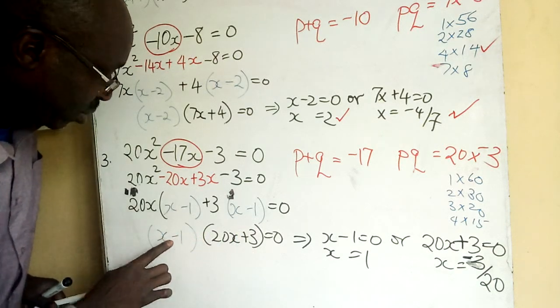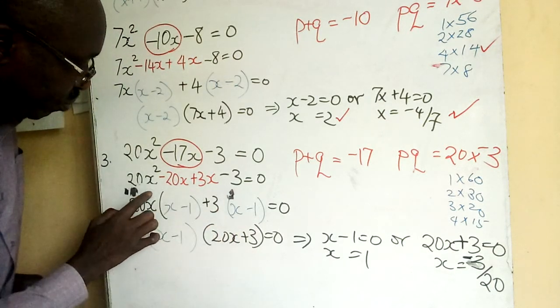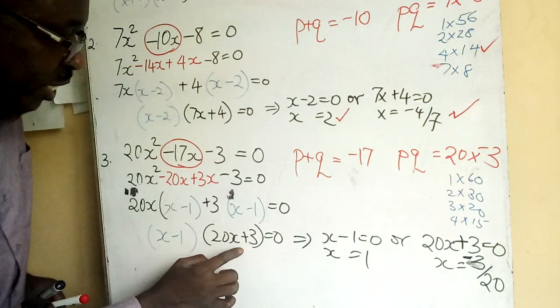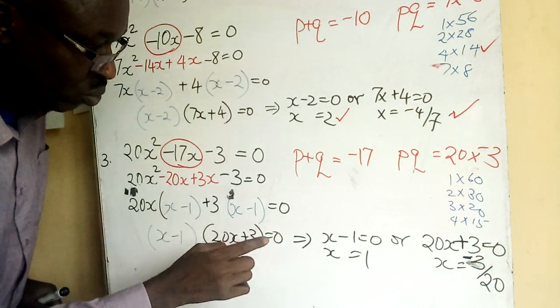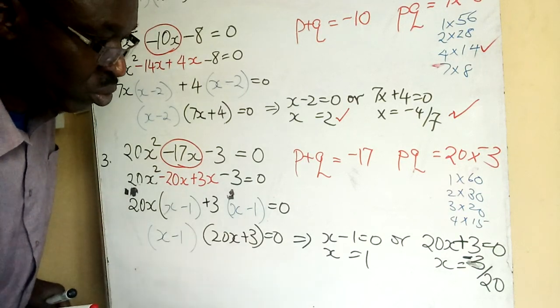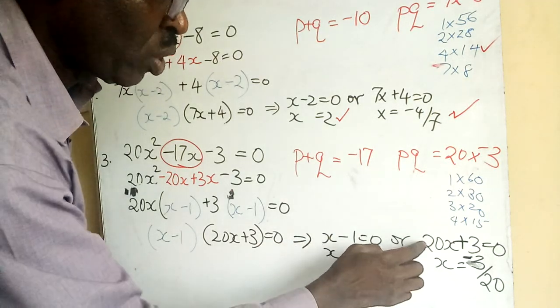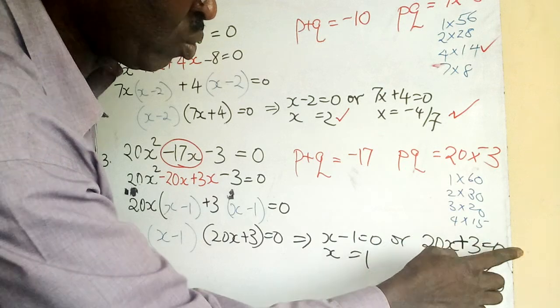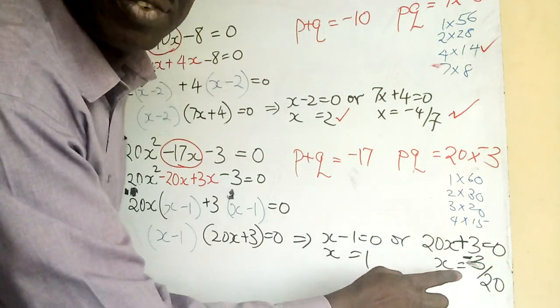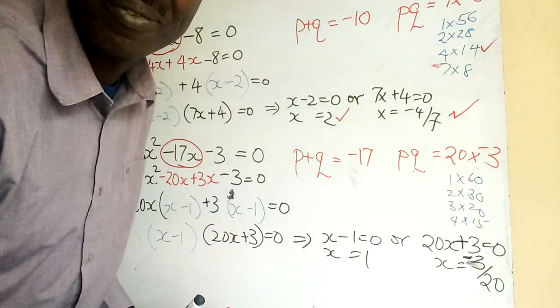Write it once, then the outside on a different bracket. So either this is equal to 0 or this is equal to 0. So x minus 1 is 0, x is equal to 1. 20x plus 3 is equal to 0, x is equal to negative 3 over 20.